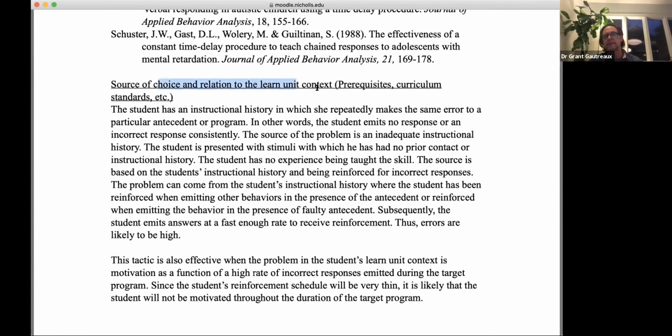How is it related to the learn unit? What context? Does it have to do with phylogenetic history? Does it have to do with instructional history? Does it have to do with setting events, motivation, antecedents, responses, consequence, and so on? That helps to isolate where to put it in and what.